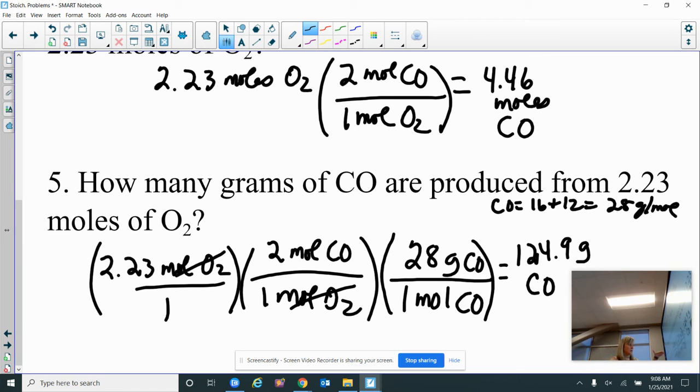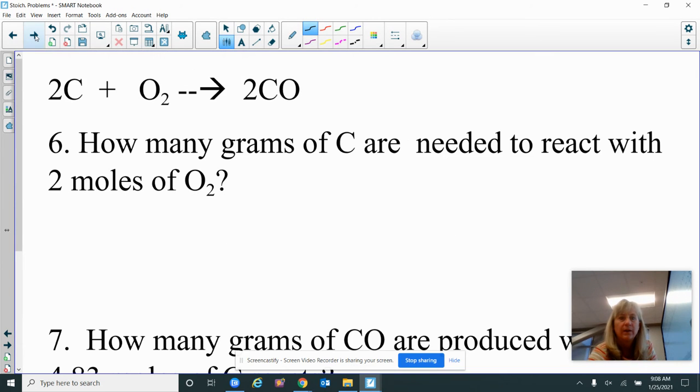All right, so starting in moles, you always will do your mole to mole ratio. If you want to go on to grams, then you use molar mass. Okay, let's try a couple more. How many grams of carbon are needed to react with 2 moles of oxygen?